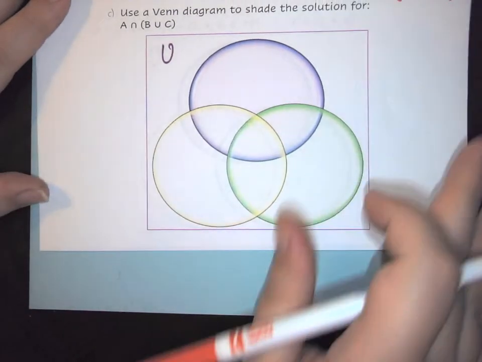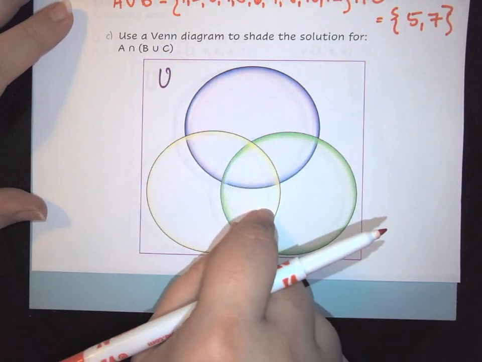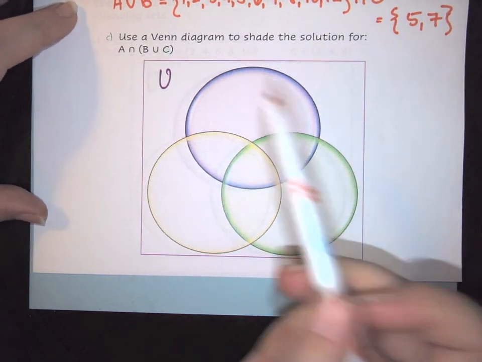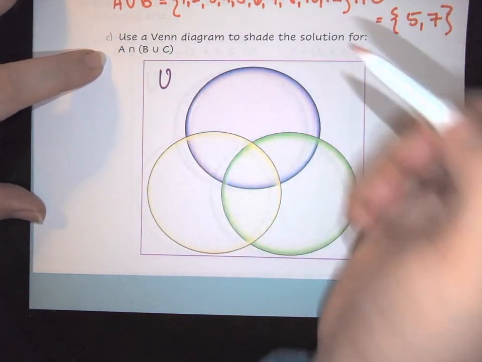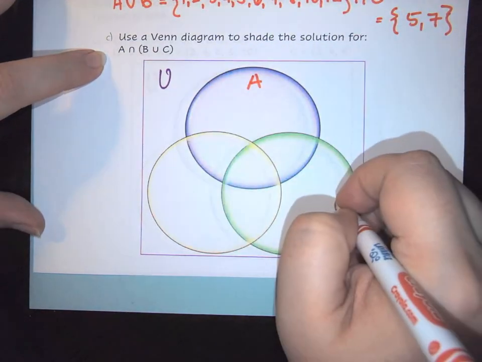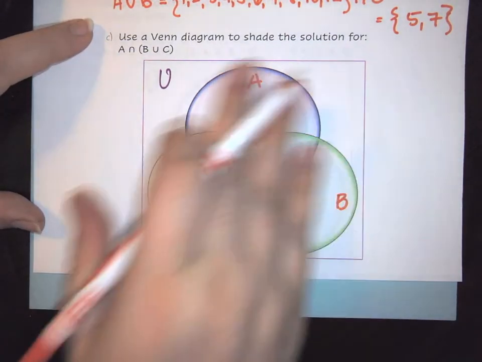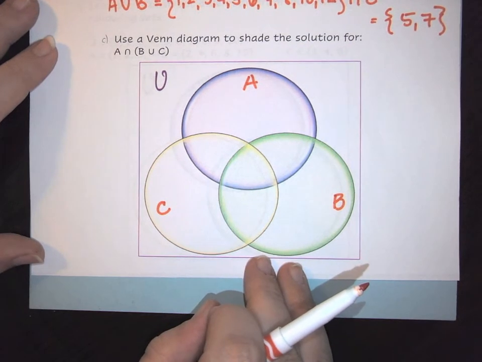Now another thing that we could do is we could look at one of these directions and we could shade a Venn diagram instead of listing things out. So here we're going to use this Venn diagram in order to shade the solution. So we have to label them. So let's say we labeled this as A, this was B, and this is C. Obviously you can label these in whatever order you want. The idea is going to be the same.